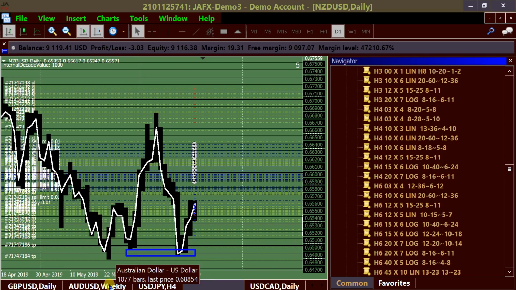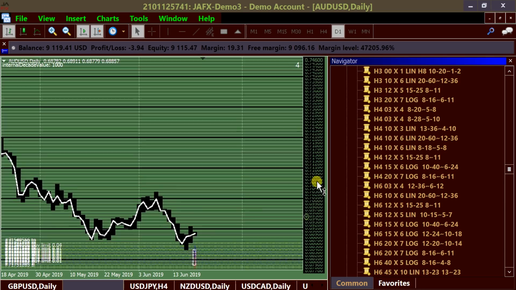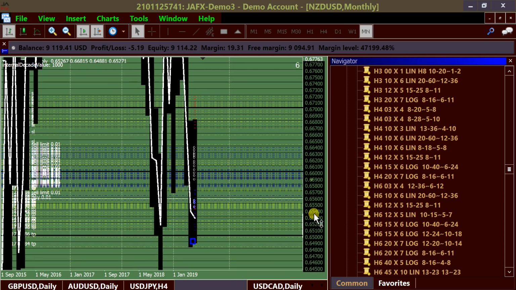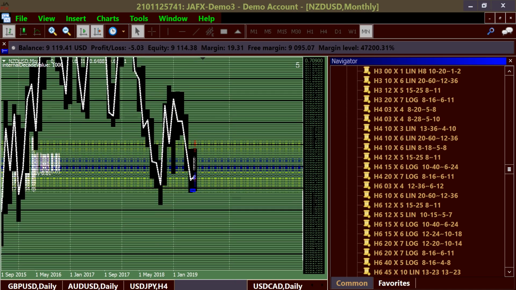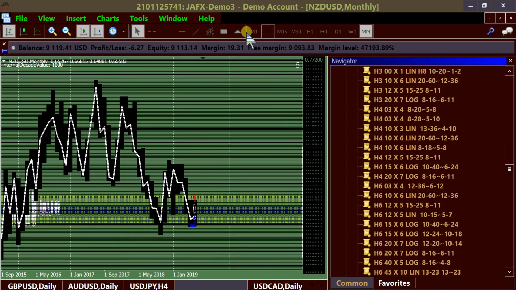New Zealand, Australia is still getting the party started here. It's a late bloomer. The New Zealand dollar is screaming off 65 cents. It's yelling. Look at this monthly. Look at the range on this thing. How are you trend trading that?